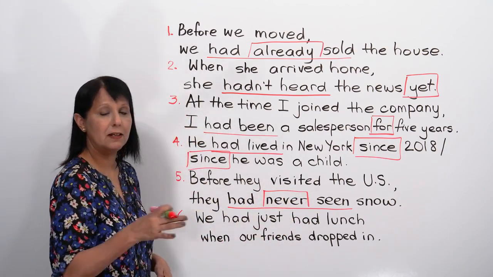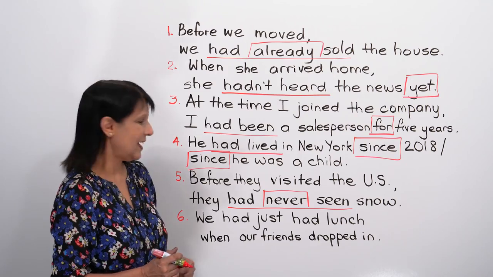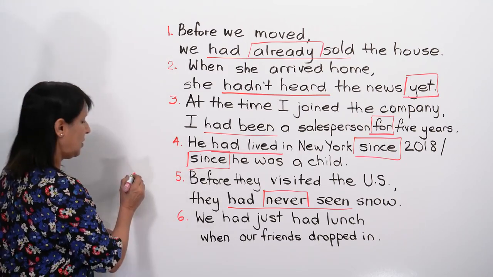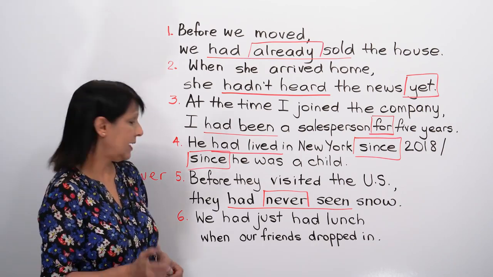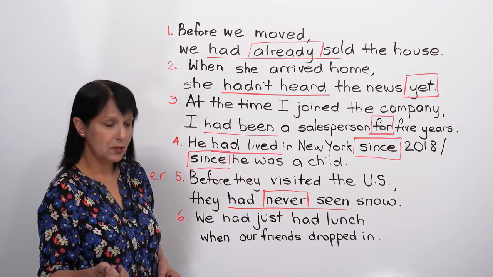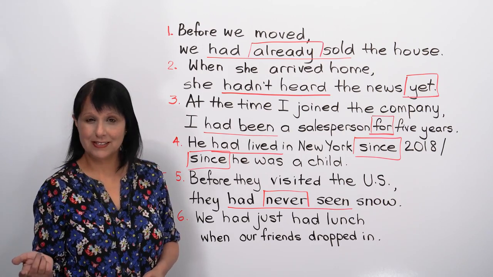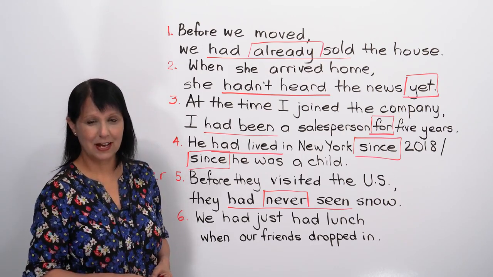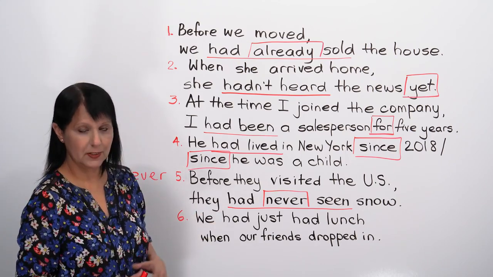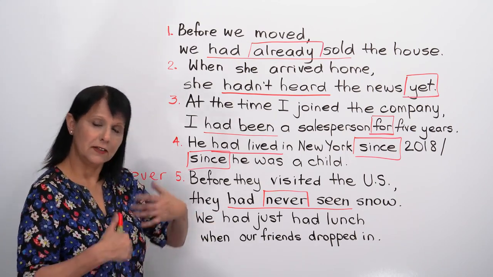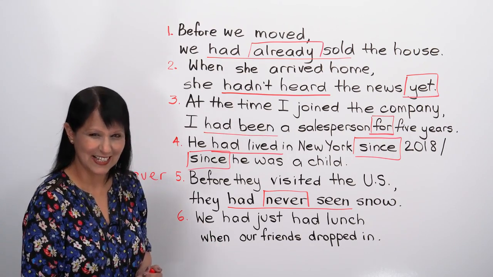So never is another word, okay, that we can use. Sometimes we also use the word ever. For example, had they ever seen snow before they visited the US? Okay, you can use it that way as well. But ever and never, these are other common expressions that we frequently use with this tense.